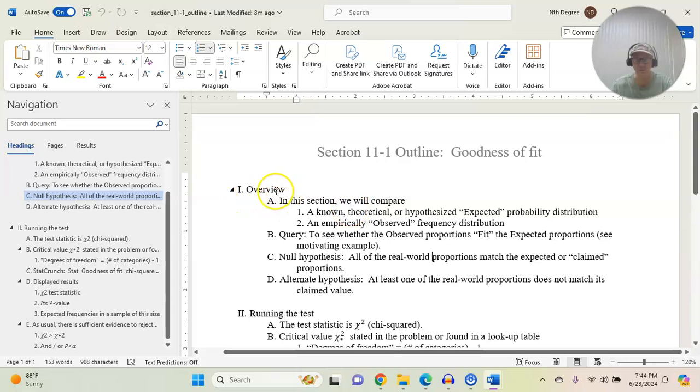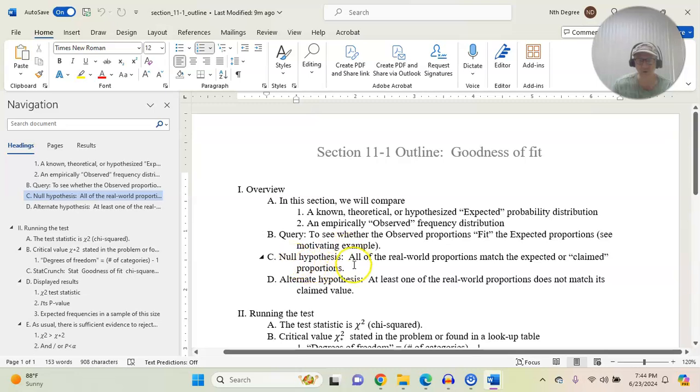All right, so to put that in slightly more generic terms, the overview for this section is that we will compare a known, theoretical, or hypothesized expected probability distribution with an empirically observed frequency distribution. I suppose either one of these could be a probability distribution as well. But the query is to see whether the observed proportions fit the expected proportions.